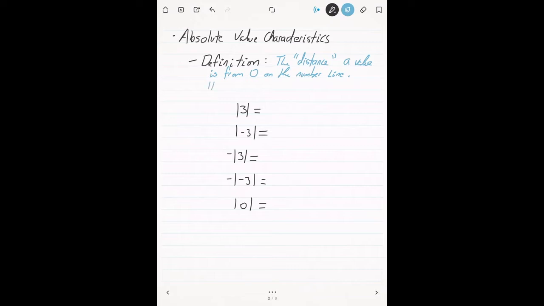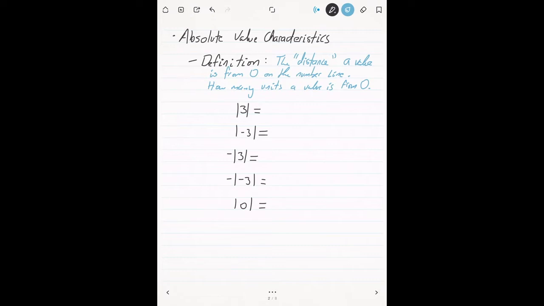Or we might even say, how many units a value is from 0. So absolute value really says, whether you have a positive or negative number, all we want to know is how far away this number is from 0 on the number line.